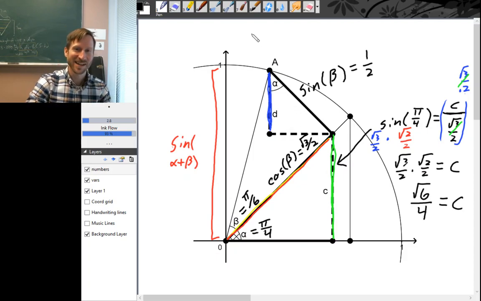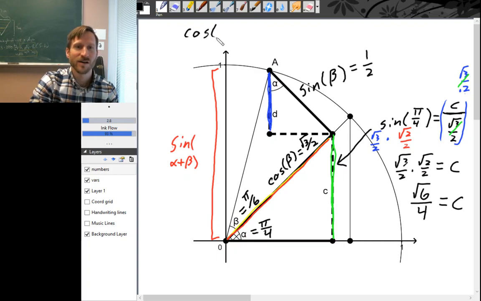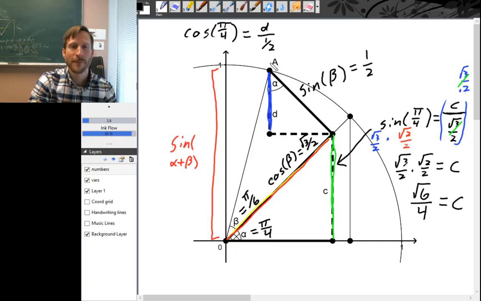Okay, and we're back. So this time, looking at alpha and d, d is adjacent to alpha this time, so we'll have to use cosine. So cosine of alpha, alpha's still pi over 4, equals the adjacent side, which is d, over the hypotenuse, which is a half this time. Okay. Cosine pi over 4, that's root 2 over 2.